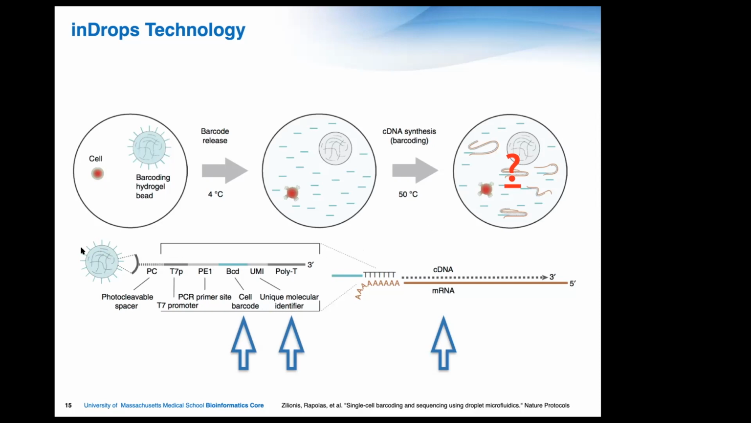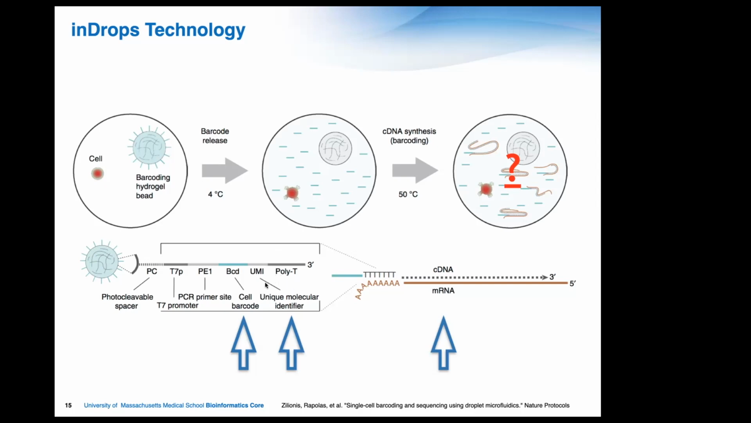But the idea is this hydrogel bead in the bottom left corner is embedded with many, many billions of copies of DNA. And every one of these small DNA molecules has two key features on it that I've outlined with these blue arrows. Every one of these beads has a cell barcode, where every single oligo on a single bead has the same exact cell barcode. This means that when you do your RT, any cell that's in a droplet with this bead will have the same cell barcode. And that's how you can map each transcript to an individual single cell.